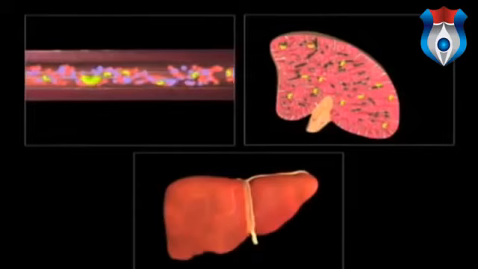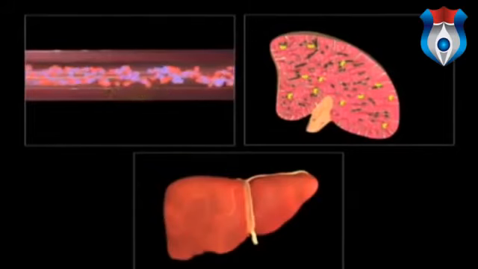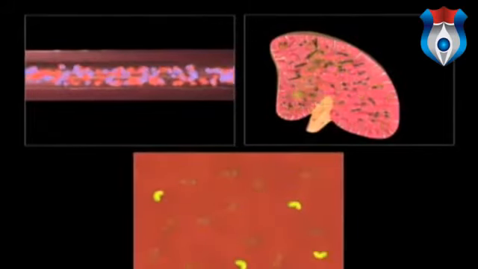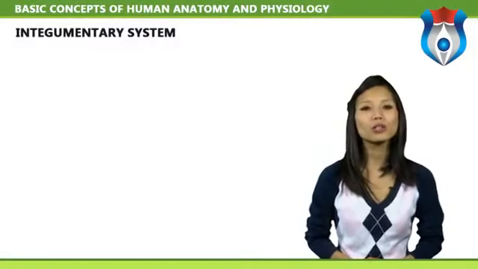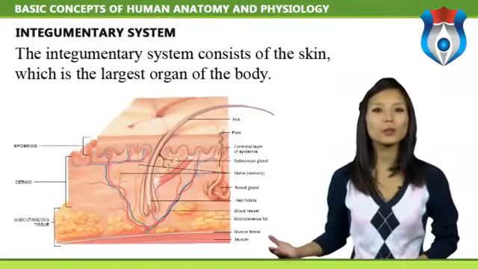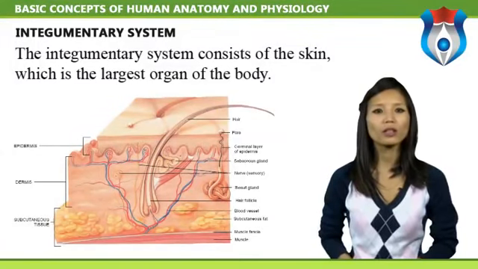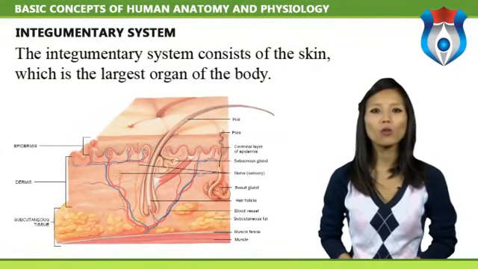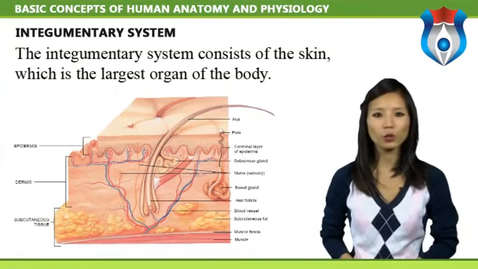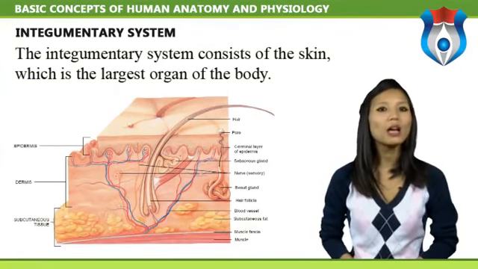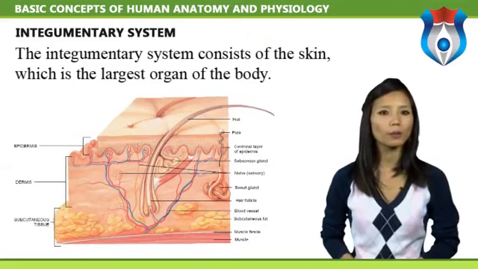Thrombocytopenia also occurs due to increased destruction of platelets in blood, spleen, or liver. Integumentary system. The integumentary system consists of the skin, which is the largest organ of the body. Alteration in the skin will affect the overall well-being of an individual. The skin is a highly underestimated organ.